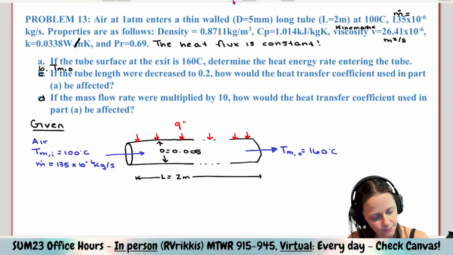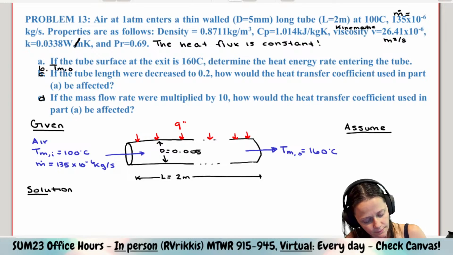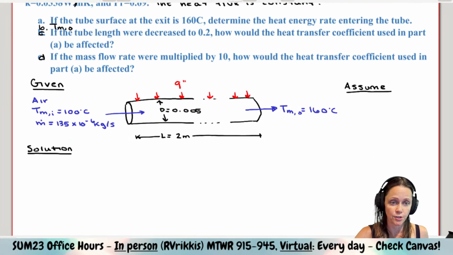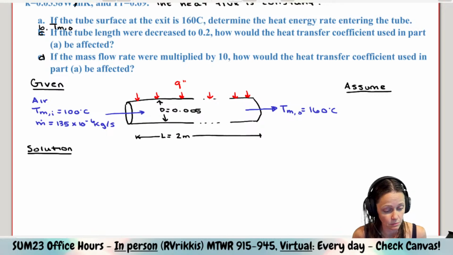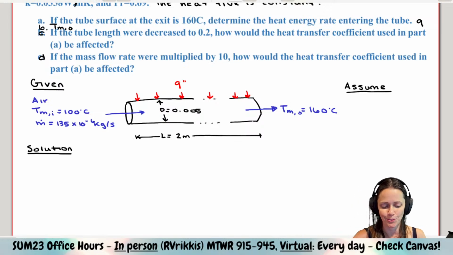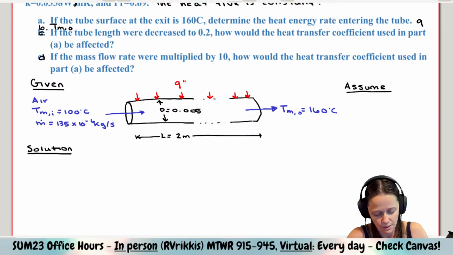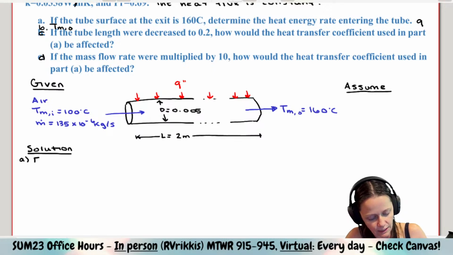All right. I don't really know what I need to assume. Sometimes you don't know until you got it going. So I'll put this here and then we'll see. All right. So the first thing that I'm going to do is, since this first part A is asking for me to find the heat energy rate, what they're asking for is just q. That's what they're looking for. So for A, I'm going to find q.